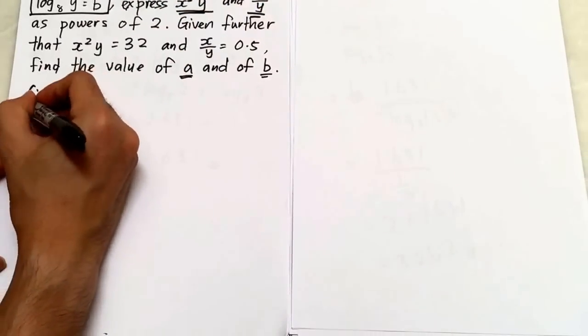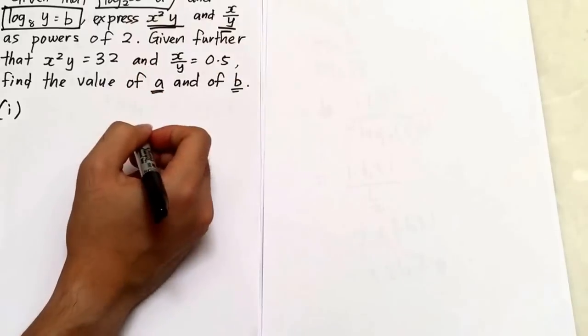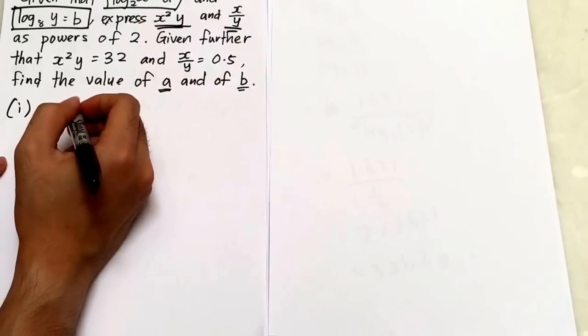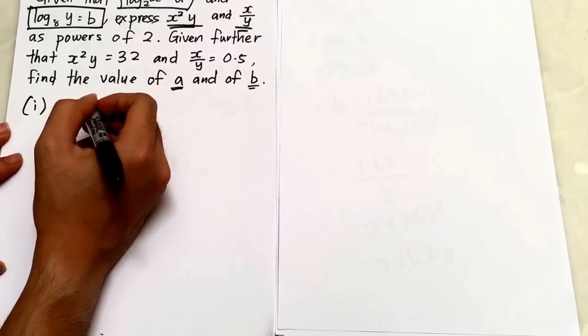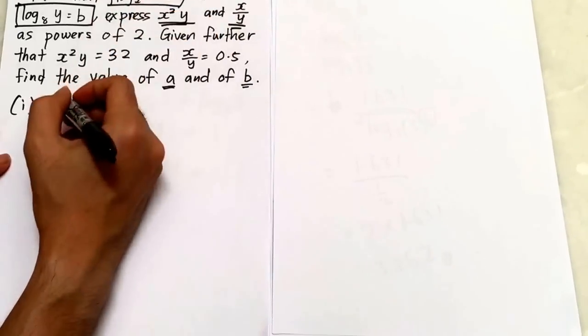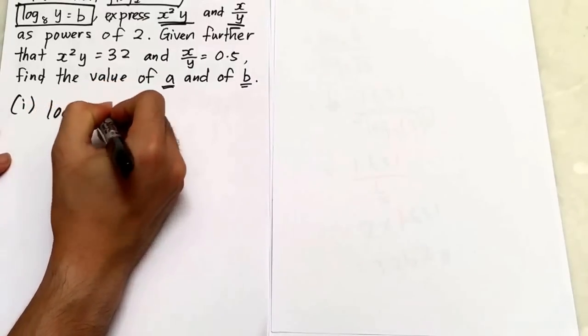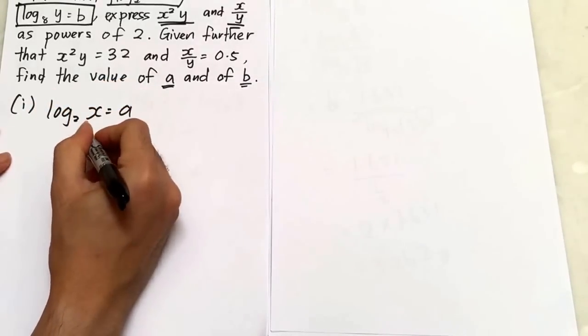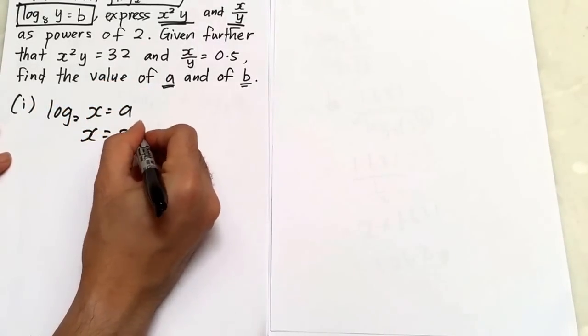So I'm going to call the first one. I want to do something like x squared y. So I want to express x squared y, which means I need to get x squared. So from here, I try to make x the subject like just now. x equals to a, so x will equal 2 power of a.